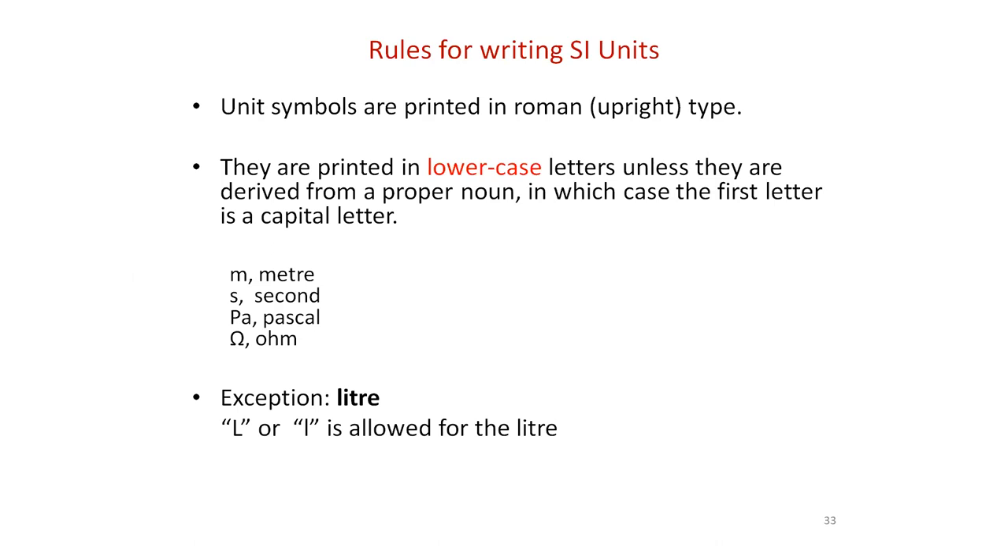What are some of the rules for writing SI units? If I may just read, the unit symbols are printed in Roman upright type. They are printed in lowercase unless they are derived from a proper noun. And if you look at the example, Pascal, because Blaise Pascal is of course a proper noun, it would be a capital P. The exception would be for the liter. It can be written in both upper and lower case L as a unit.